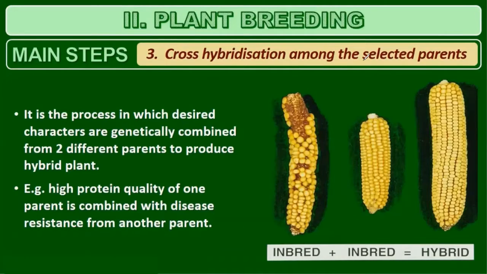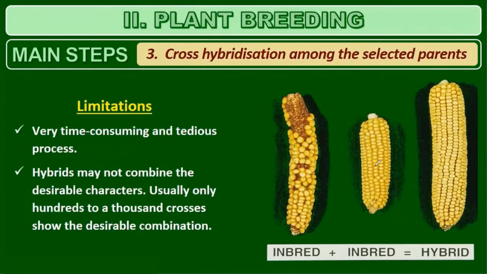Third one is the cross hybridization among the selected parents. In this process, the desired characters are genetically combined from two different parents to produce the hybrid plant. Here you can see on your screen that high protein quality of one plant is combined with the disease resistance from another plant. So we have a hybrid plant which has both the qualities of high protein as well as disease resistance.